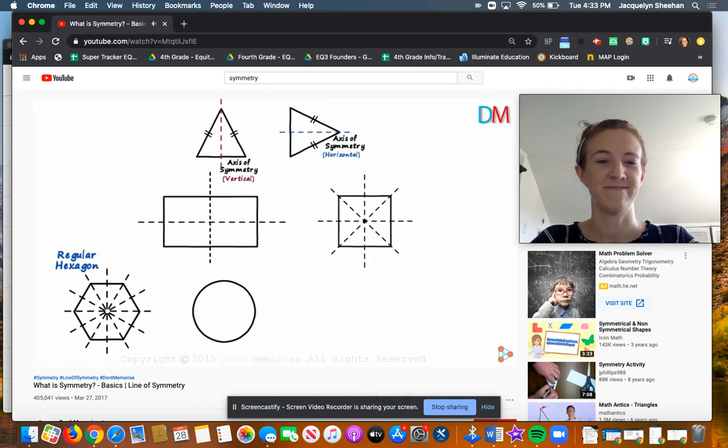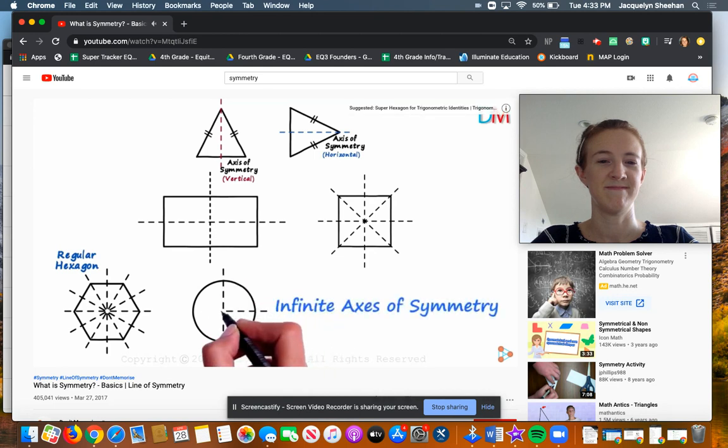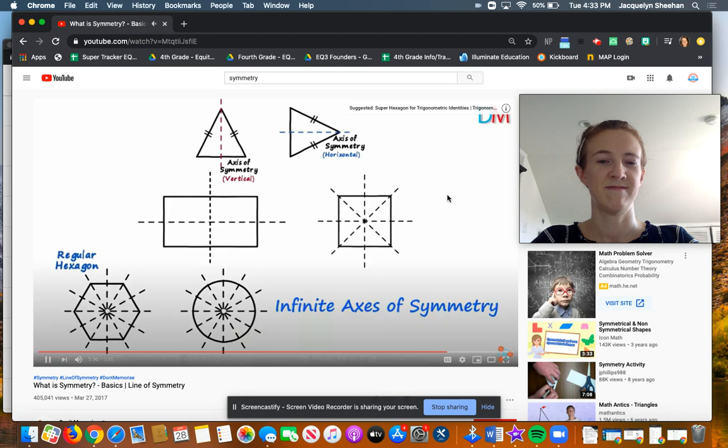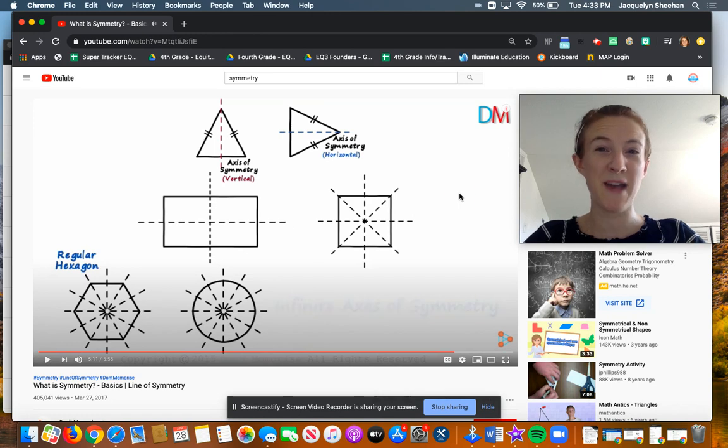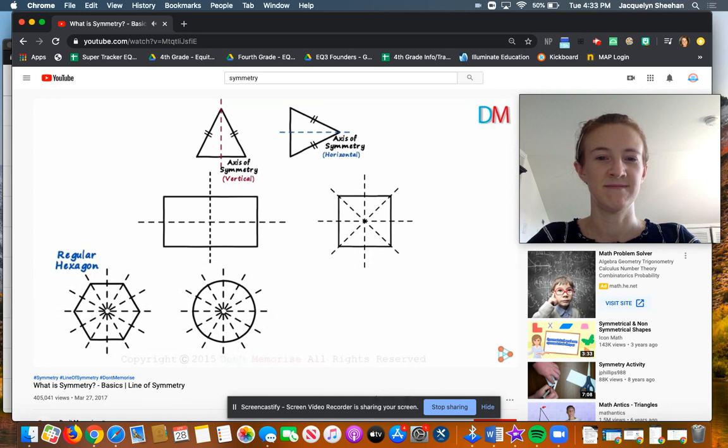And a circle, on the other hand, has infinite axes of symmetry. No matter how we draw the line passing through the center, the two parts formed will always fold perfectly along that line. That's crazy to imagine, an infinity amount of lines of symmetry on a circle. Pretty cool. Did you know that nature loves symmetry? The best example of symmetry in nature would be that of a human face. It has a vertical axis of symmetry.